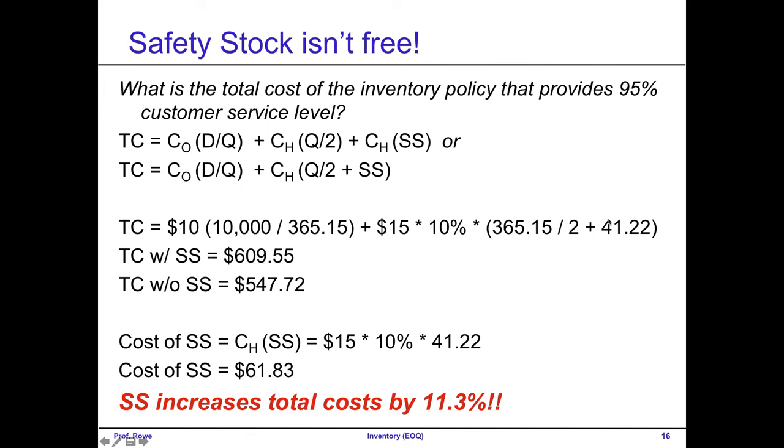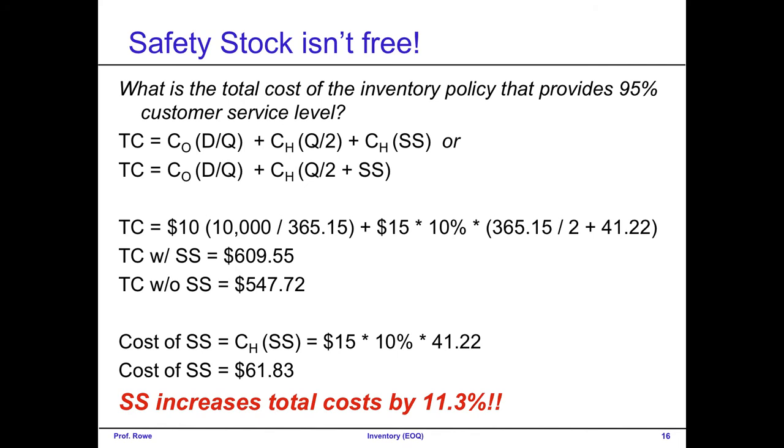$609.55. If I eliminate this term, I eliminate the safety stock, then my total cost without safety stock is $547.72. So the difference is our cost of safety stock, $61.83, which means that our safety stock has increased our total costs by 11.3%, and that's at the 95% level.